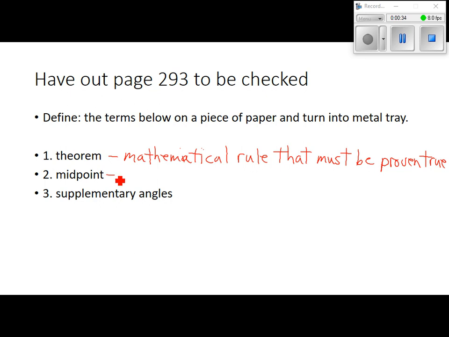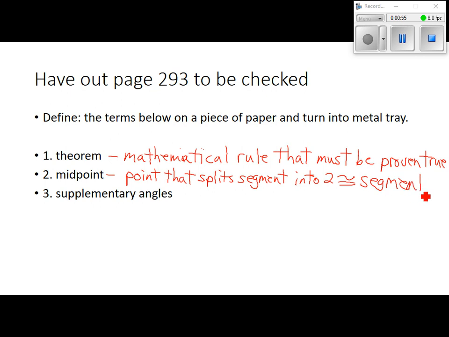Midpoint: a point that splits a segment into two congruent segments. You didn't know that, so we're on the sideboard over there.